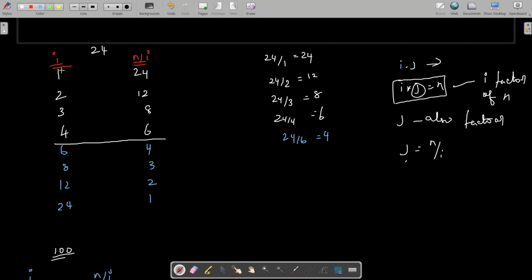If you find i, you know that n by i is also a factor. This is nothing but a buy one, get one free concept. If you find i, then n by i is also a factor. So this time we can increment our count as count plus equal to 2, count plus equal to 2, count plus equal to 2, count plus equal to 2.